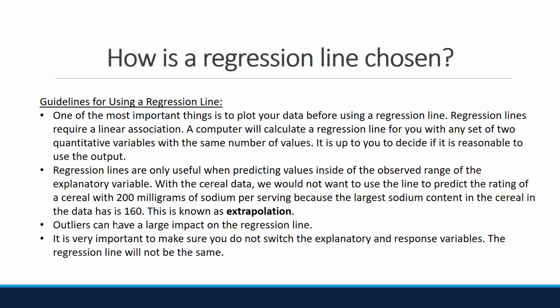Regression lines are only useful when predicting values inside the observed range of the explanatory variable. With the cereal data set, we would not want to use the line to predict a rating of a cereal with 200 milligrams of sodium per serving because the largest sodium content in the cereal data set is 160. This would be known as extrapolation. Outliers can have a large impact on the regression line, and it's very important to make sure you do not switch the explanatory and response variables. The regression line will not be the same.